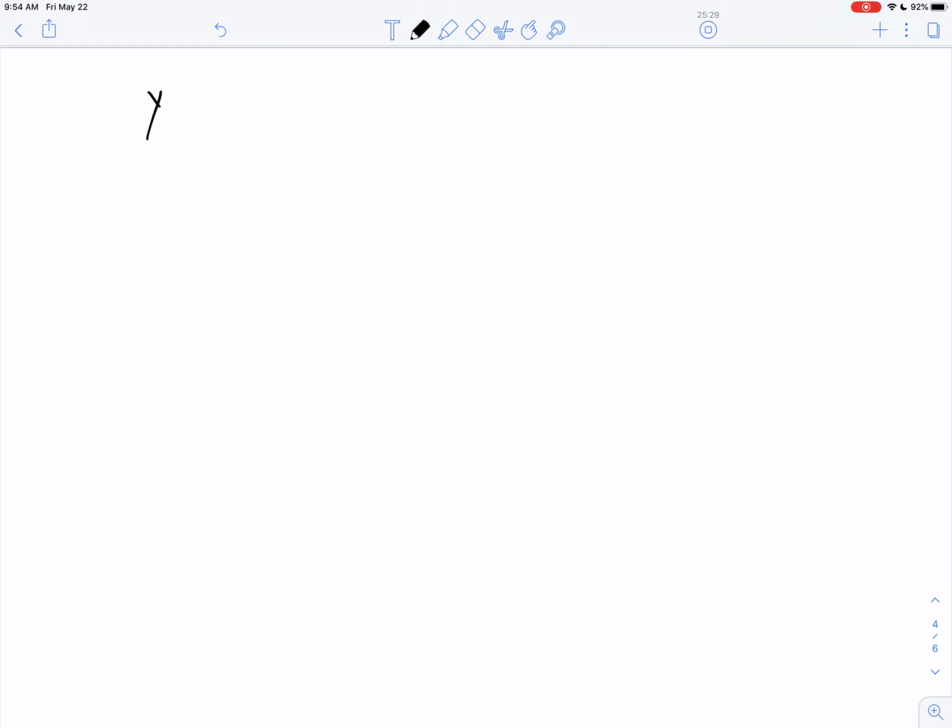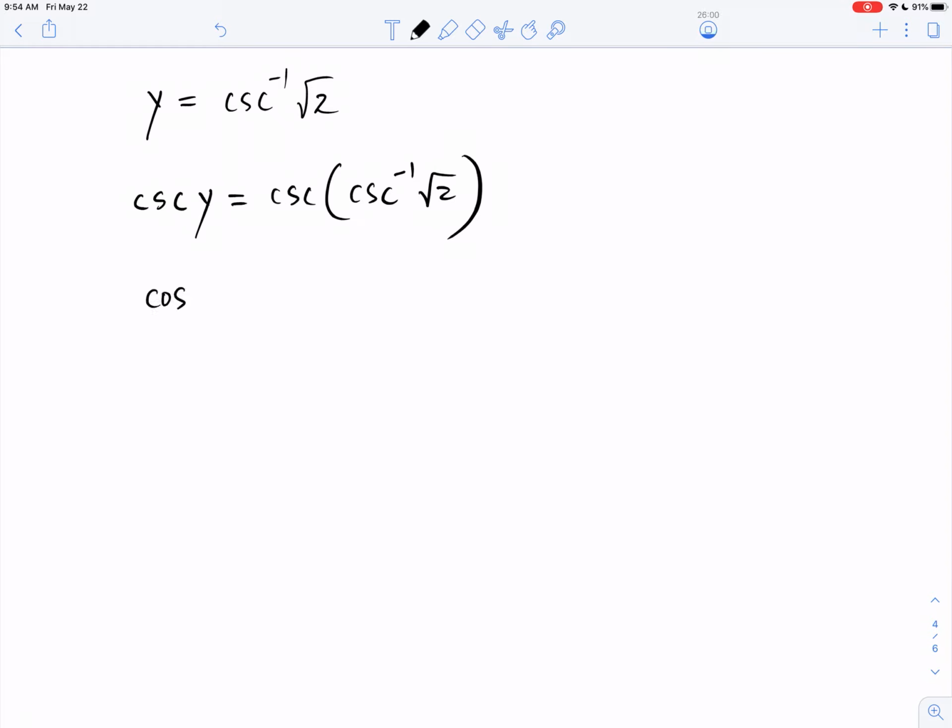y equals, what is it? Where is it? Cosecant inverse of rad 2. We haven't done cosecant yet. Can we? Sure. We'd go cosecant y equals, and if I did cosecant of cosecant inverse rad 2, then I'm going to get, not cosine, cosecant y equals rad 2.